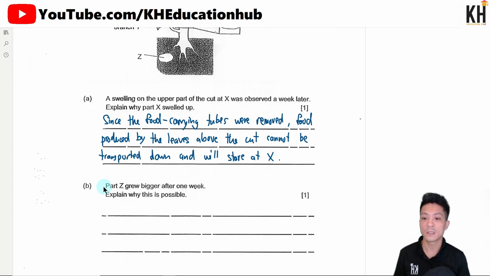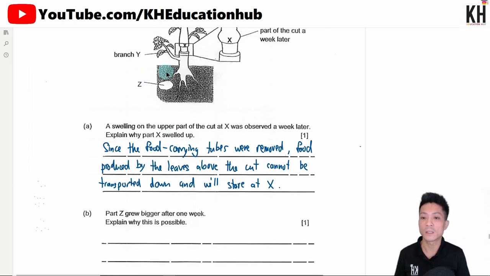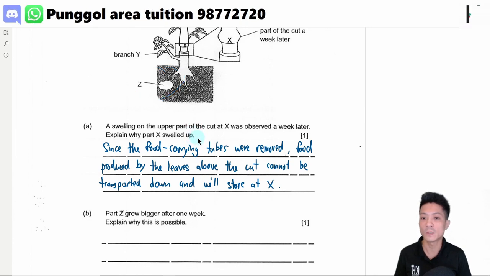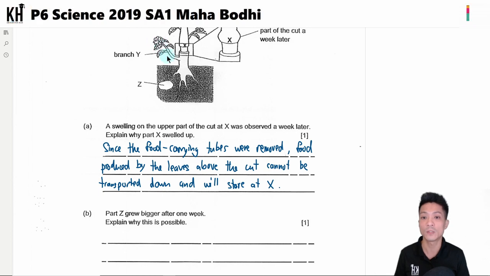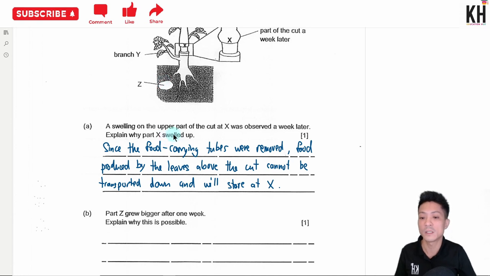Okay, for part B, part Z, that means this part over here, grew bigger after 1 week. Okay, explain why this is possible. Because we can see that branch Y over here, there are still leaves, which is connected to part Z. So in this case, the food produced by the leaves on the branch Y will be transported to Z and stored at Z. Okay, that's why part Z will grow bigger.